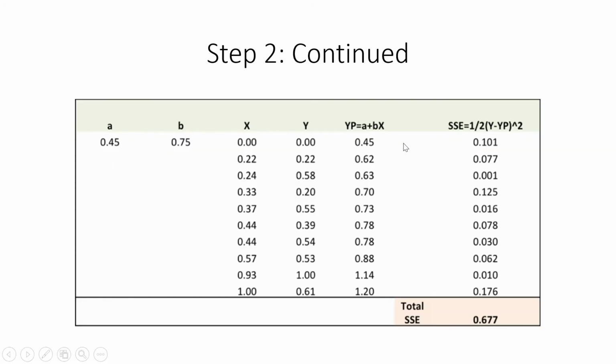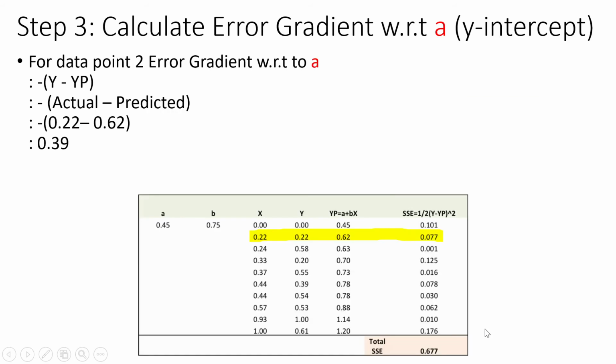So we're going to add a new column where we'll be computing the sum of squared error for each and every data point, like we did for data point 2. But we are not interested in the sum of squared error for a single data point. We want the sum of squared error across the whole training data. So we'll sum this column up to get the total sum of squared error across the whole training data to be 0.677. Now step 3, we will calculate the error gradient with respect to a, which is the y-intercept.